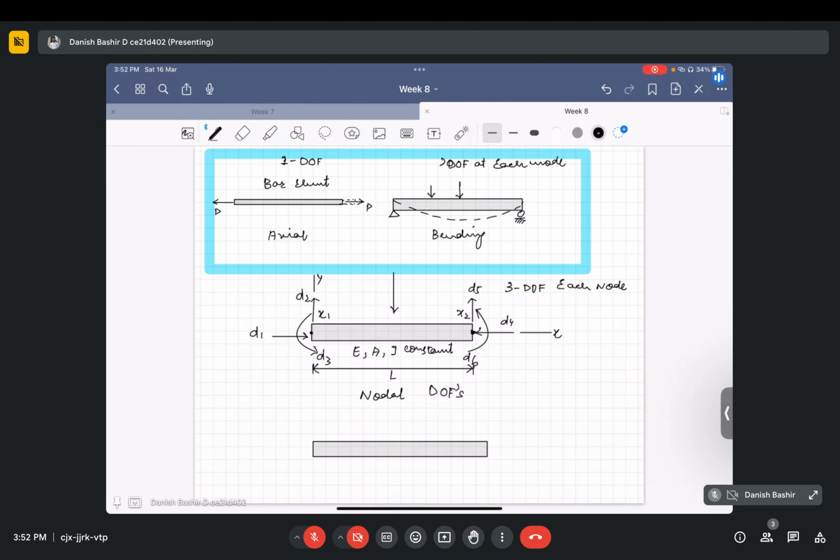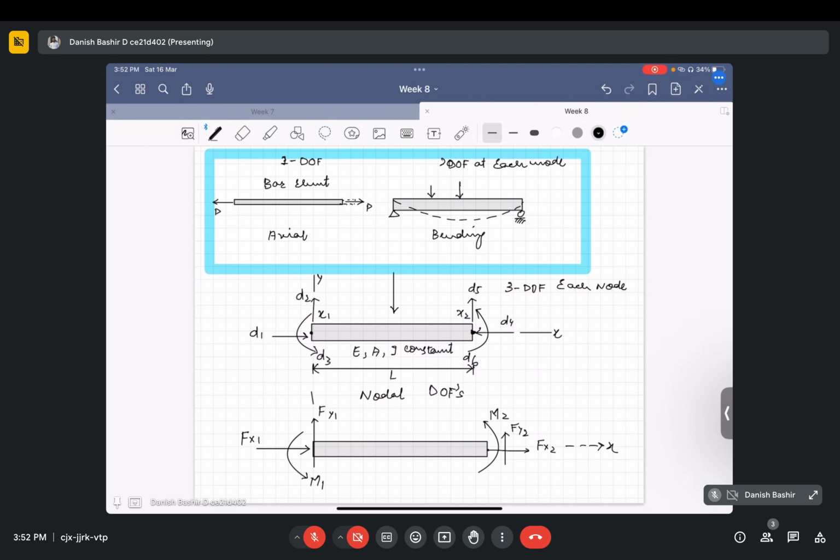So the external forces can be an axial force in the fx1 direction, a transverse shear fy1 on node 1, and a moment m1. We can have a moment m2 applied, an axial force fx2, and a shear force fy2. These are the 6 applied forces. If this is the x direction, this is the y direction.